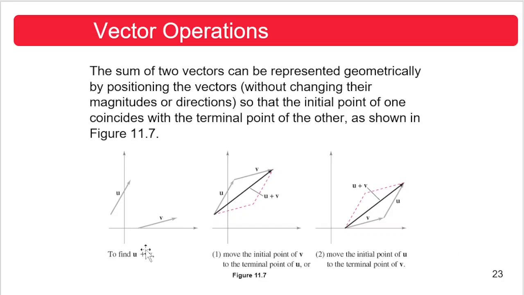Okay, you can find the sum of the two vectors geometrically by first drawing the vector U in the Cartesian plane, and then at the tip of vector U, you draw the second vector B. Then connect the initial point of vector U with the terminal point of vector B to get the sum of the two vectors U and B.